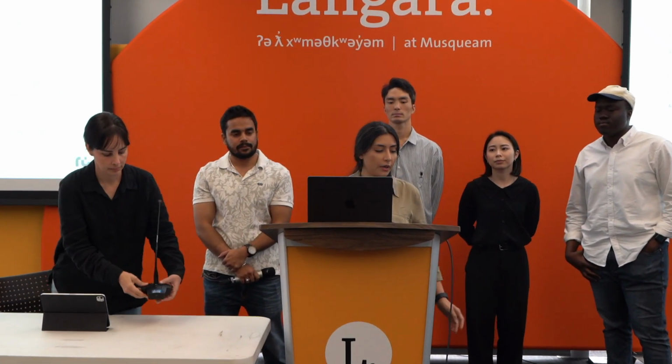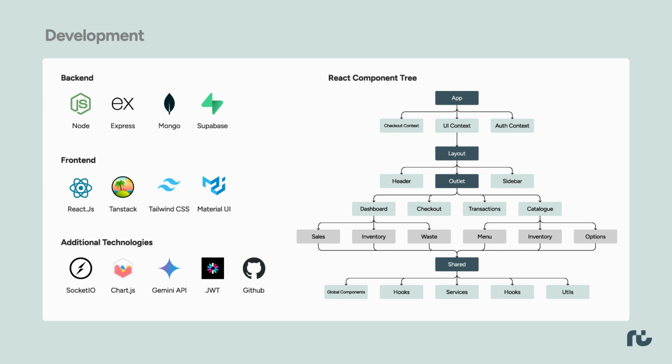Hello everyone, I'm Hengame, a full-stack developer at Trak. For the development, in the backend, we used Node.js, Express, MongoDB, and Supabase for the database. For the front end, we used React.js, and TanStack for making queries easier. For styling, we use Tailwind CSS, and for our components, we use Material UI.